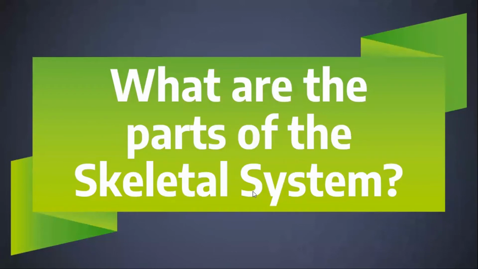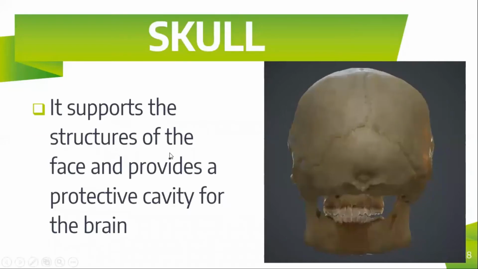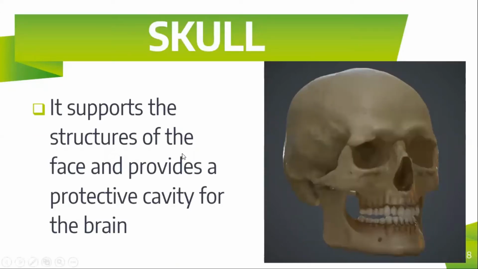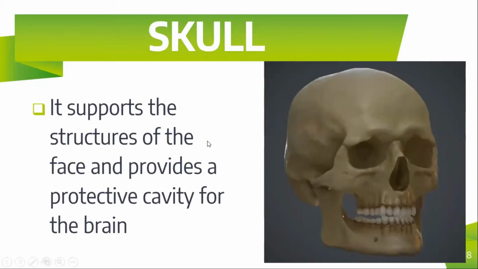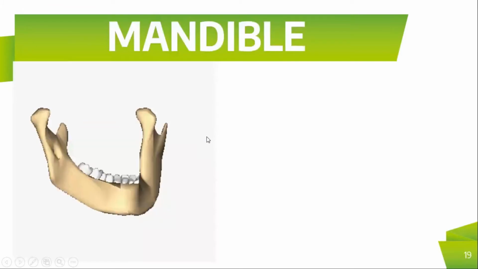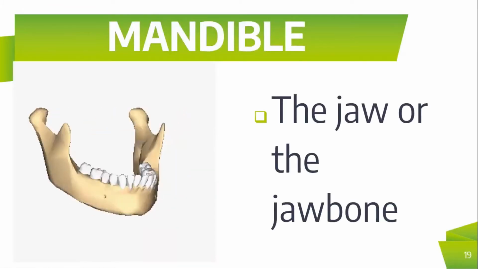So what are the parts and some of the functions of the skeletal system, the bones? Let's have the skull first. The skull is the one that supports the face and provides a protective cavity for our brain. Next is the mandible, or the jaw or jawbone. It's the one that moves whenever we chew food.